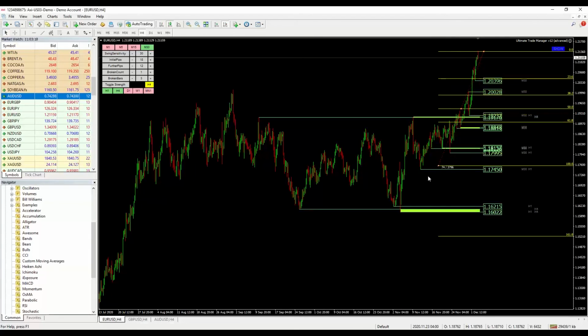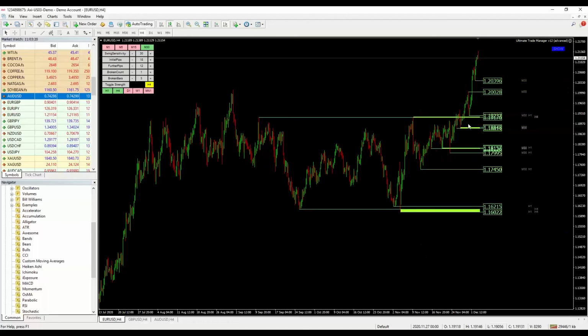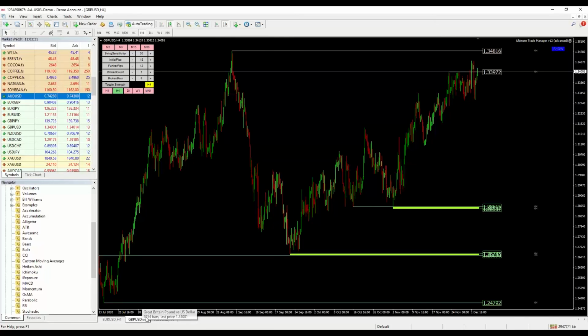And this is how I trade. I just look for different setups and look for confluence. This can be used on multiple different kinds of currencies. In this case, you can see this is on the 4-hour chart.